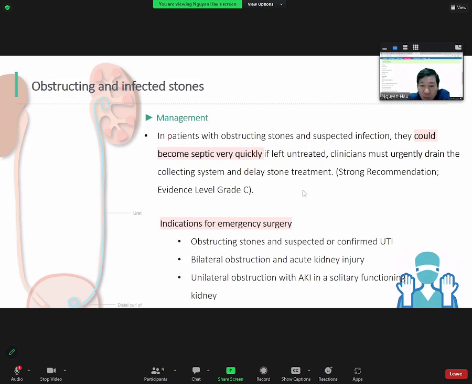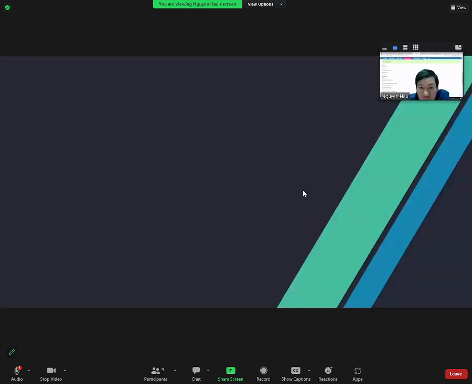Indications for emergency surgery: obstructing stones and suspected or confirmed UTI, bilateral obstruction with acute kidney injury, and unilateral obstruction with AKI in a solitary functioning kidney.